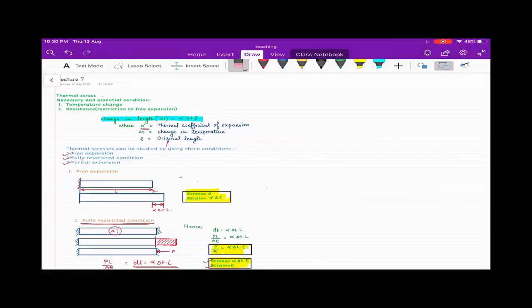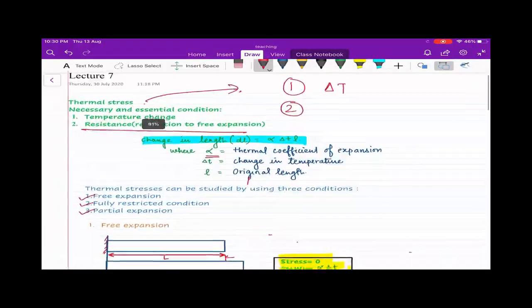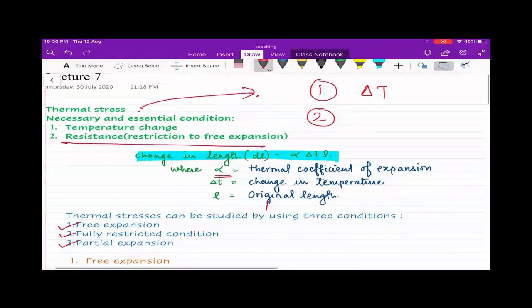Okay, so thermal stress is the stress which is generated due to a change in temperature. There are two essential conditions to have thermal stress. The first one, there should be a change in temperature. The second one, there should be a restriction to the expansion. So these two cases are mentioned over here, and they are essential to have thermal stresses.